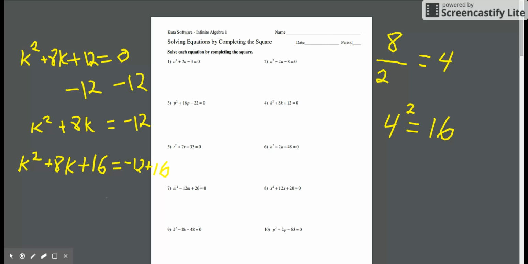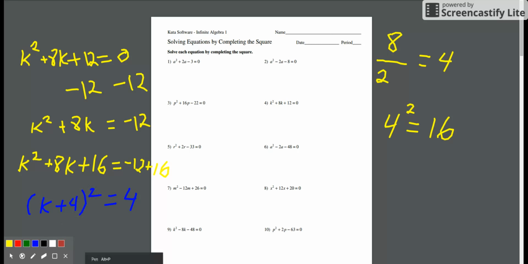All right, now let's clean it up a little bit. I'm going to use a different color for this. Negative 12 plus positive 16 is 4. And I know that if I take this number right here, 4, and I square it, I get 16, and if I add it to itself, I get 8. So I could just write it like this, k plus 4 squared.